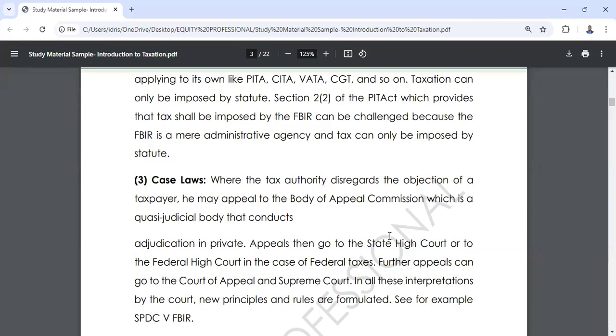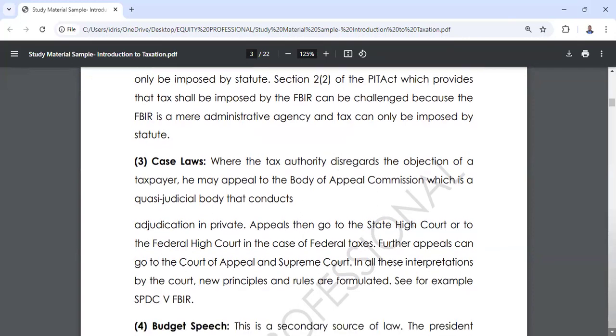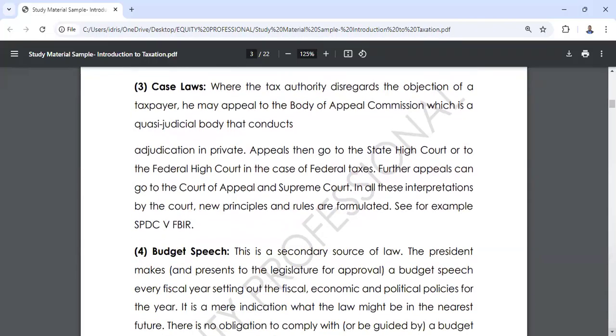So sometimes the tax authority can take a taxpayer to court. However, taxpayers too have a right to take the tax authority to court. So at the end of the day, one of the parties will be the winner. And that judgment passed by the judge has become a judiciary precedent. It's now a case law. An example of case law is Shell Petroleum Development Company versus FIRS.